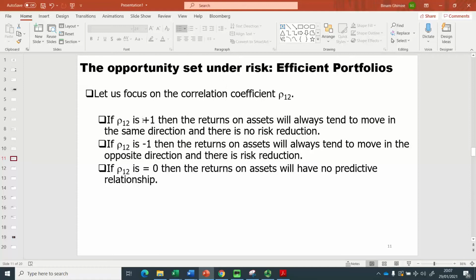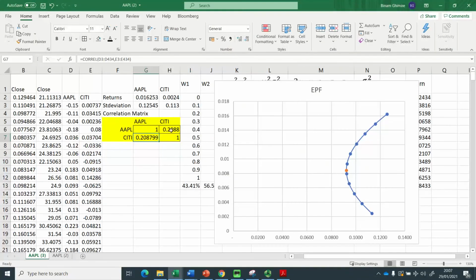When we focus on the correlation coefficient, what does it mean when the correlation coefficient is +1? +1 basically means it is perfectly positively correlated. This then basically means the return received from Apple is not different from the return received from Citigroup, isn't it? Because when Apple moves up, Citi also moves up in the same ratio. So basically we can see that effect.